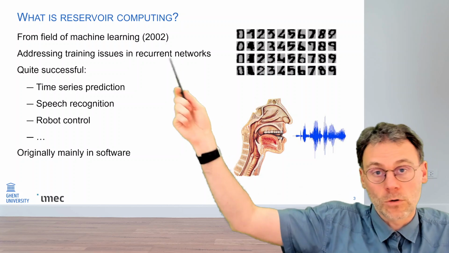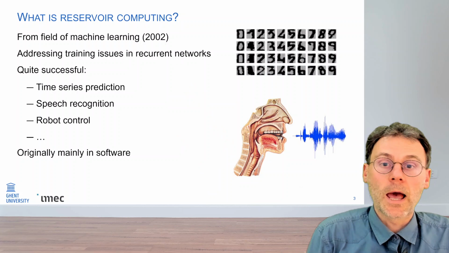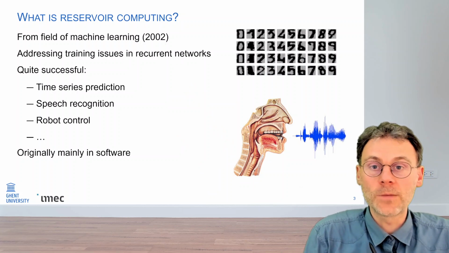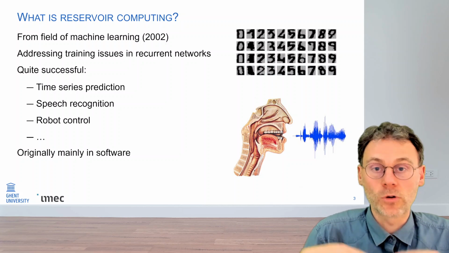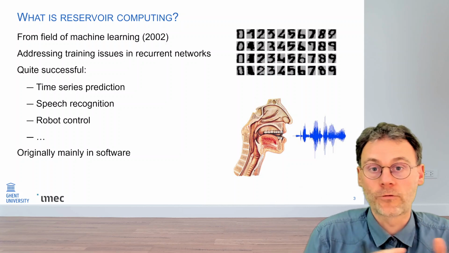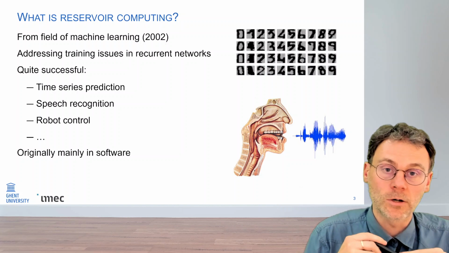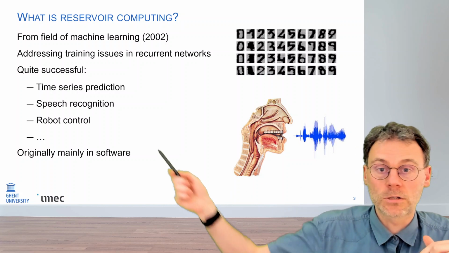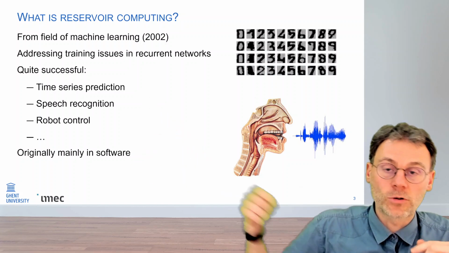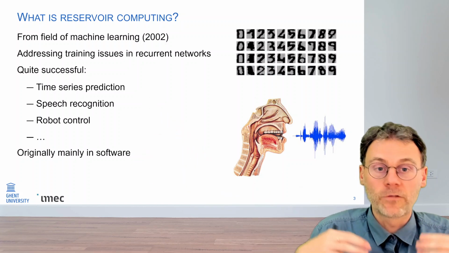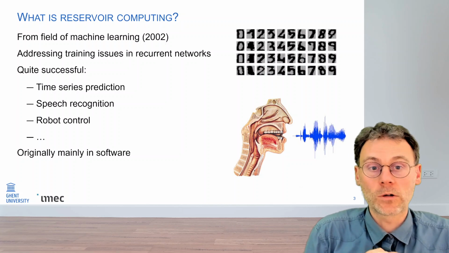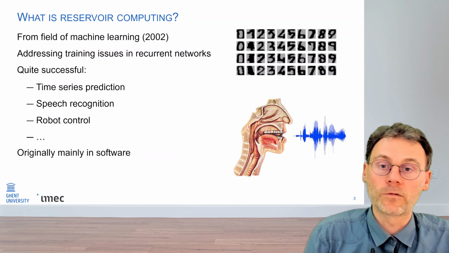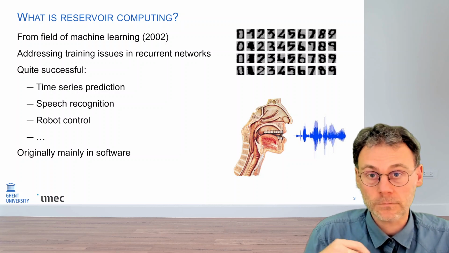It was proposed almost 20 years ago now, and it was originally introduced as a way to solve problems that people had at the time when they were trying to train recurrent neural networks. So it's some sort of shortcut to make your life easier there. And it turned out to have quite some good performance in many different applications: time series prediction, speech recognition, robot control, and very specifically in situations where there's lots of noise in your input. So it turns out to be a very robust method of dealing with noisy input data.